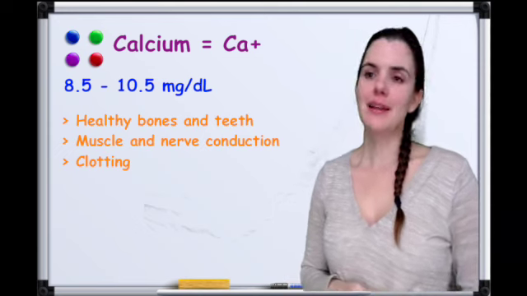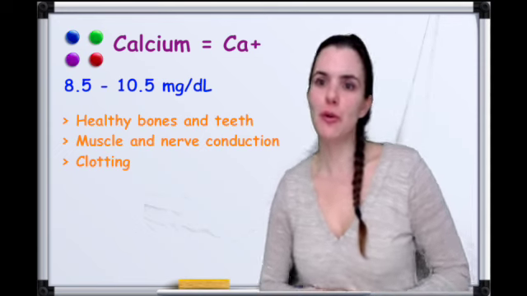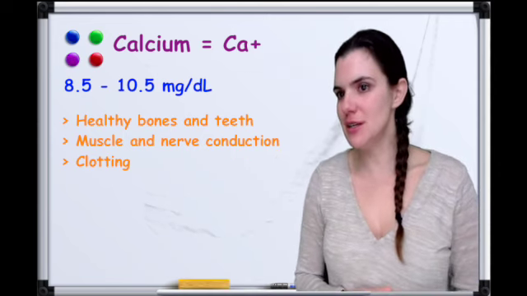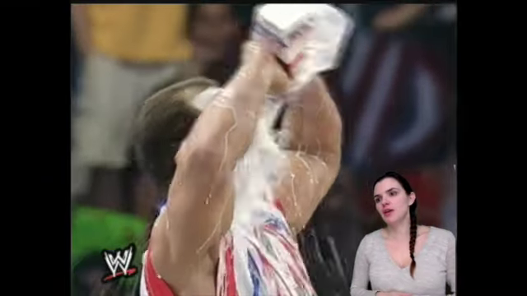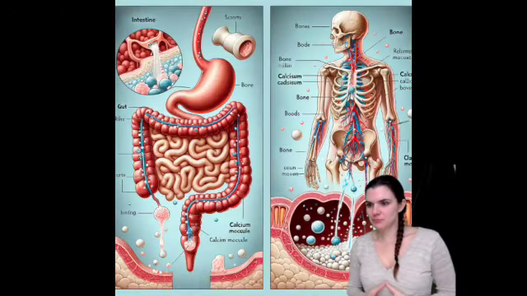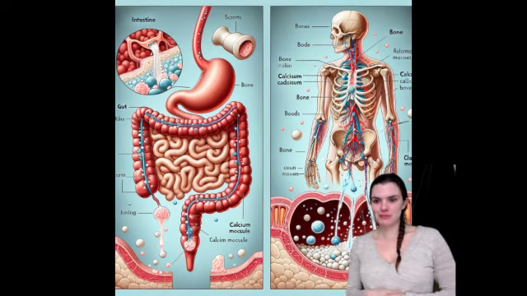Now let's talk about the electrolyte calcium. This is an essential ion that plays a huge role in the health of our bones and our teeth, along with muscle and nerve conduction and clotting. In order to maintain a good level of calcium, we have to have a diet that's rich in calcium. Our gut plays a huge role with us absorbing calcium, and once we absorb it, what we don't need to maintain that good blood level is going to be stored in our bones.